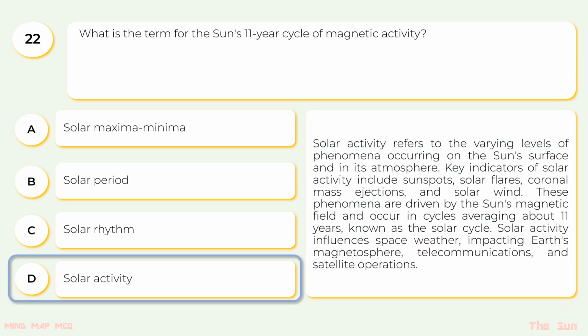Solar activity refers to the varying levels of phenomena occurring on the sun's surface and in its atmosphere. Key indicators of solar activity include sunspots, solar flares, coronal mass ejections, and solar wind. These phenomena are driven by the sun's magnetic field and occur in cycles averaging about 11 years, known as the solar cycle. Solar activity influences space weather, impacting Earth's magnetosphere, telecommunications, and satellite operations.